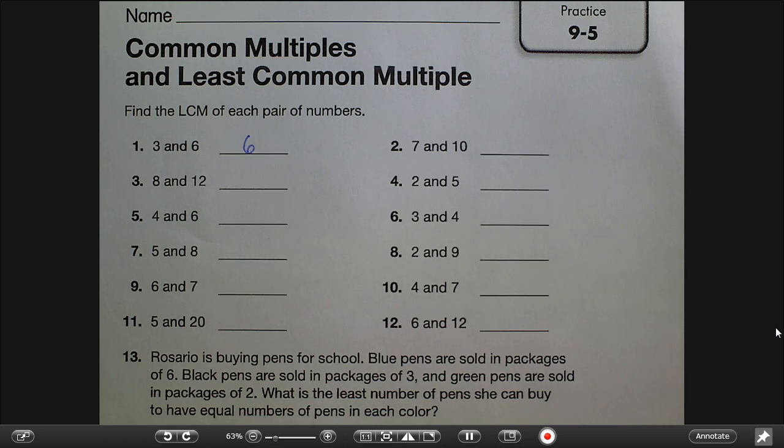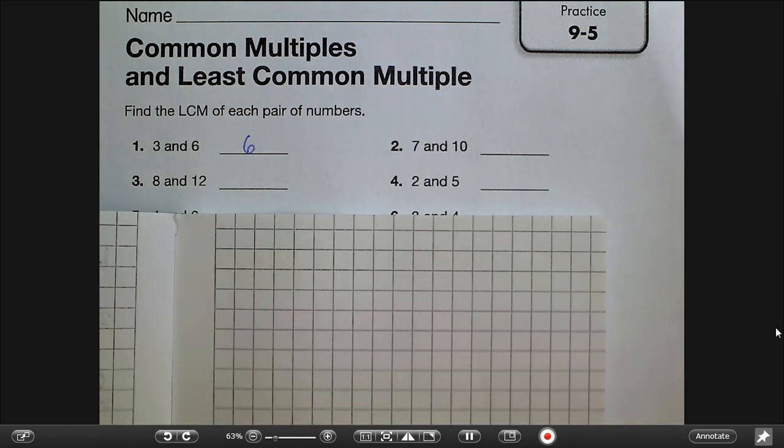Okay, so today we're going to talk about common multiples and least common multiples. The reason that we need to know what these are is because when we add or subtract fractions, we need to have a common denominator. And by finding least common multiples, we can find a common denominator that's easy to work with. So let's go ahead and do some examples, and I'll show you how we would use this when we're working with fractions too.